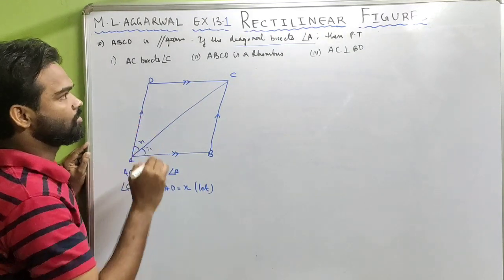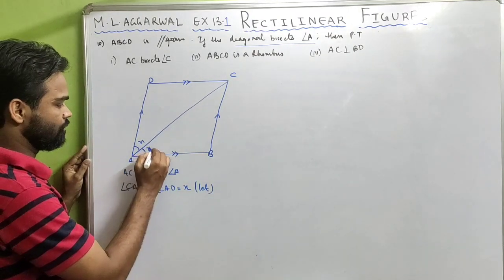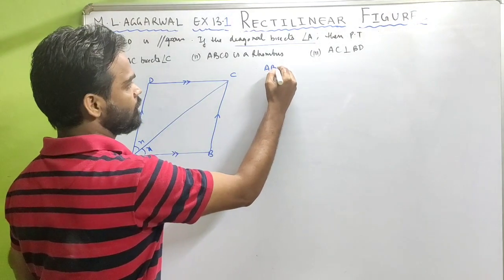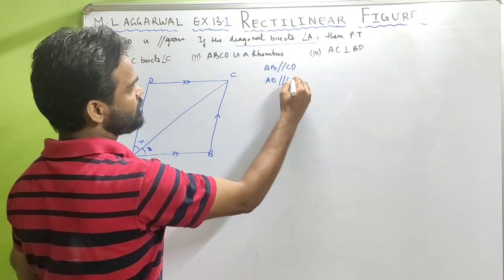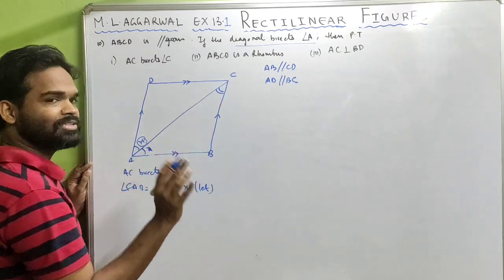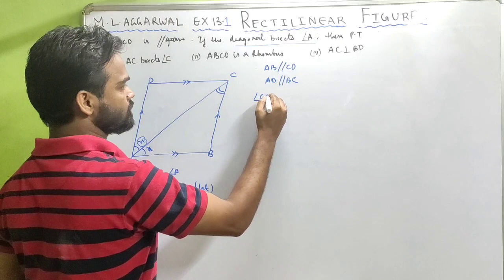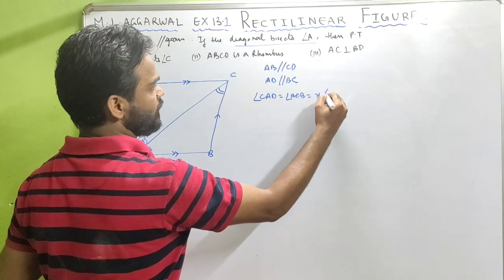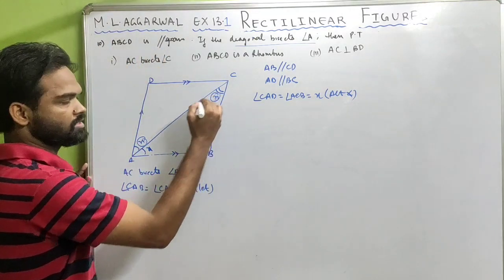ABCD is a rhombus and AC is perpendicular to BD. Very easy. Now look carefully. We know this is a parallelogram, which means AB and CD are parallel, and AD and BC are parallel. Now if they're parallel, we know this angle and this angle have to be equal, alternate angles, which means angle CAD will be equal to angle ACB will be equal to X. Why? Alternate angles. So this is X.